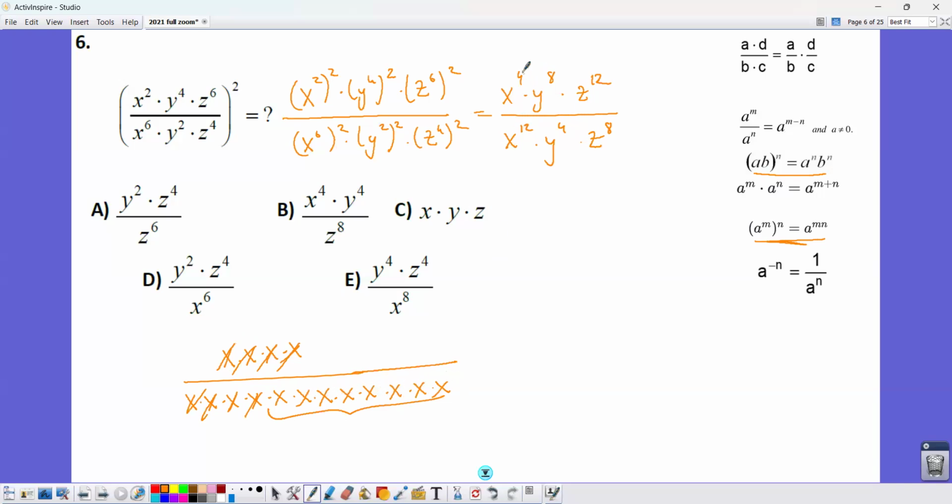So what we are doing, I'm simplifying x to the power of 4 with x to the power of 12, and instead of 12, 8 will be left. Same thing will be done here. I have y to the power of 4, all of them will go, and here only 4 will be left. And here z to the power of 8, z to the power of 12 will be gone, and 12 minus 8, it's 4. So what is left? In the numerator, I have y to the power of 4 times z to the power of 4. In the denominator, I have x to the power of 8 only. So E is our answer.